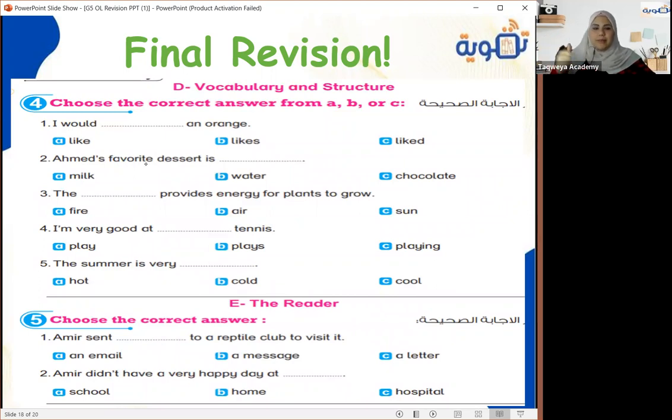Here we are. I would like. So that's a very important case. Would like can be followed by a noun, not just an infinitive. So I can say, I'd like to drink coffee, or I'd like a coffee. 2, Ahmed's favorite dessert. Dessert is something sweet that you eat, like chocolate, like pudding, like ice cream.